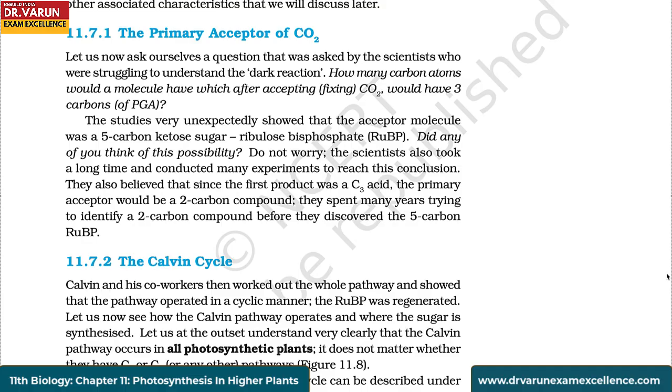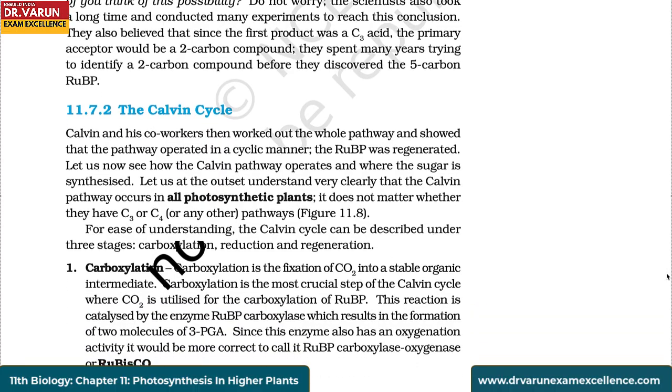Do not worry. The scientists also took a long time and conducted many experiments to reach this conclusion. They also believed that since the first product was a C3 acid, the primary acceptor would be a 2-carbon compound. They spent many years trying to identify a 2-carbon compound before they discovered the 5-carbon RuBP.